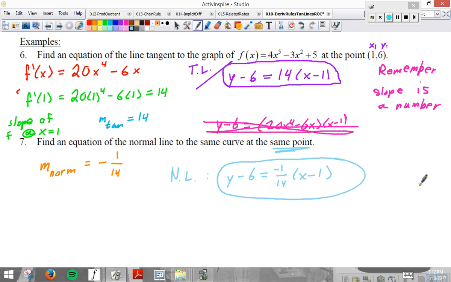The only way to make this more complicated is if they don't tell you the point. They just tell you the x value they want. But to get 6, you could just plug in 1 to f, not f prime. 4 minus 3 plus 5 is 6.